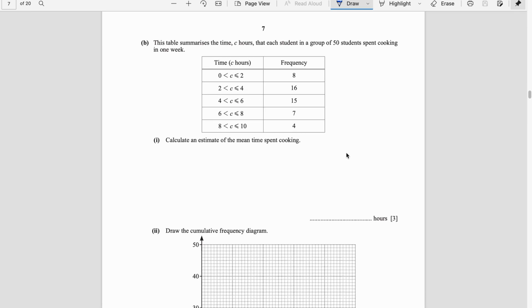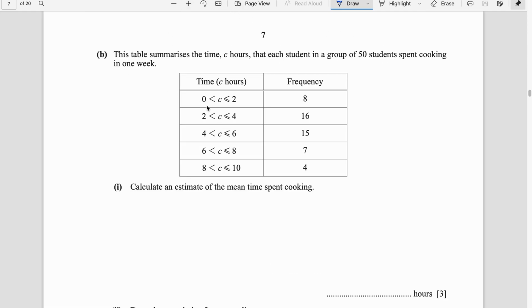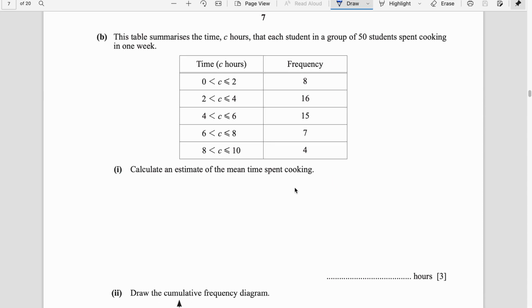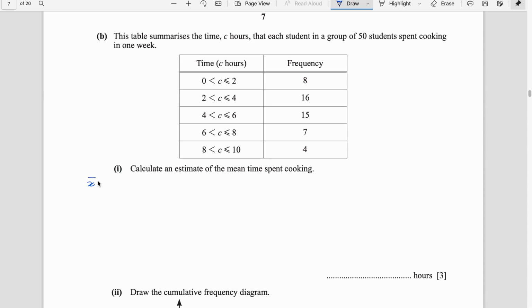B part says the table summarizes the time, in hours, that each student in a group of 50 students spent cooking in 1 week. Calculate the estimate of the mean time spent. So for mean, we need summation fx over summation f. So f into x. When you have classes, we use midpoint. So midpoint of 0 and 2 is 1, 2 and 4 is 3, 4 and 6 is 5, 7, 9.